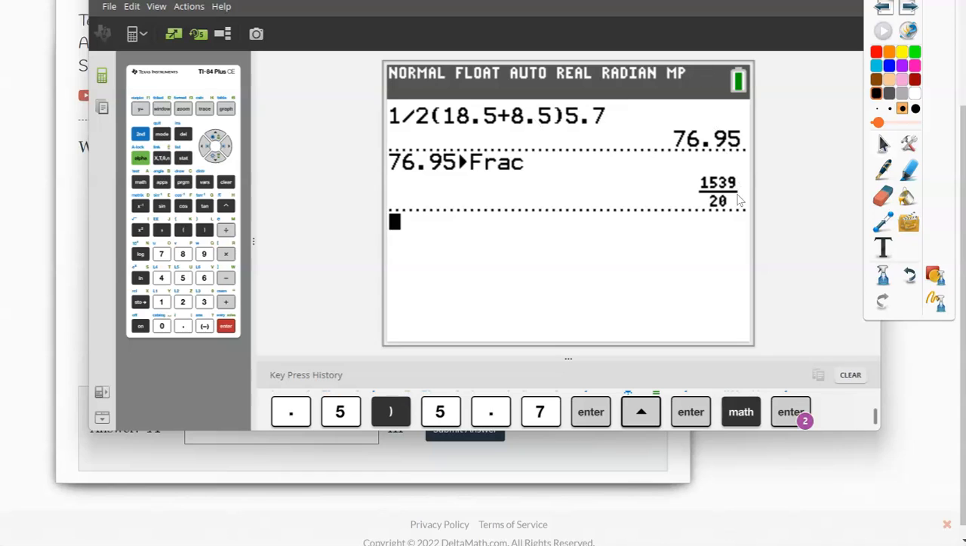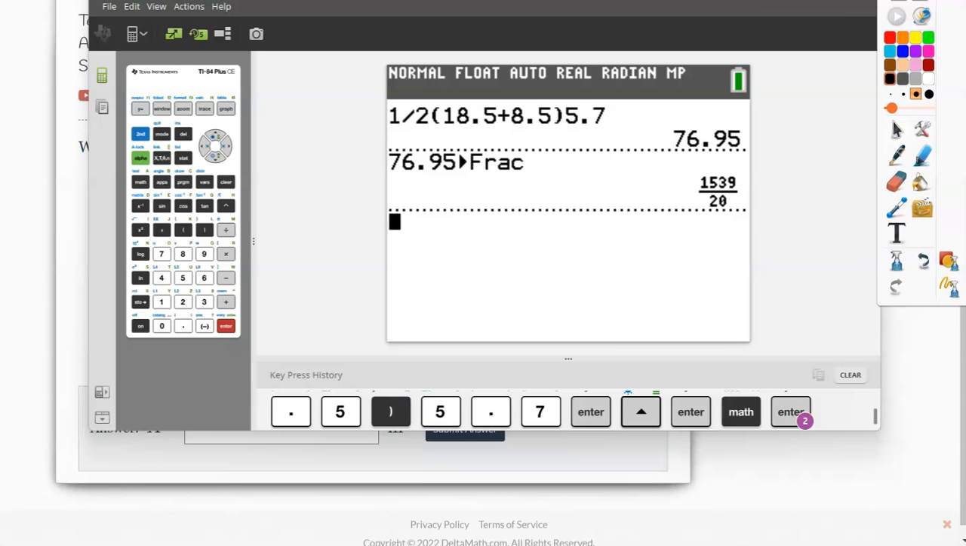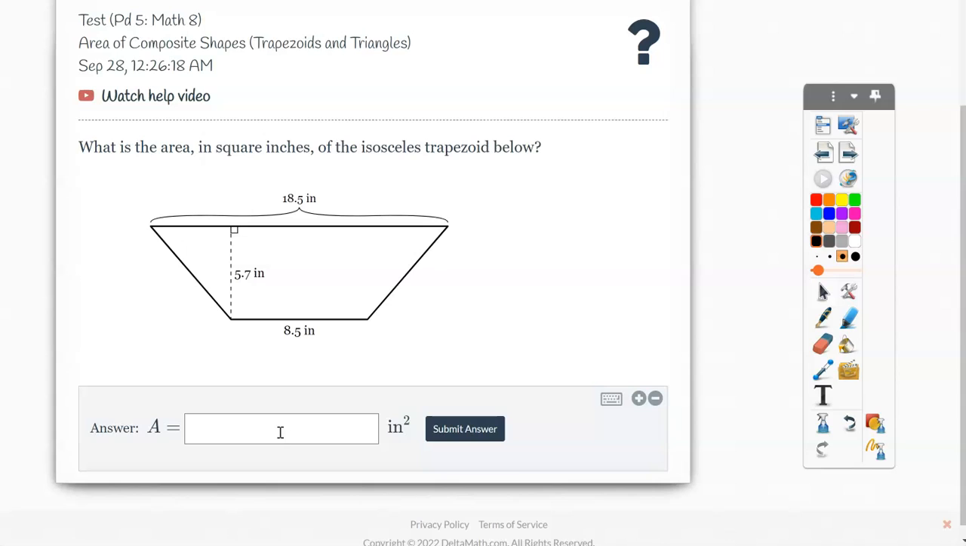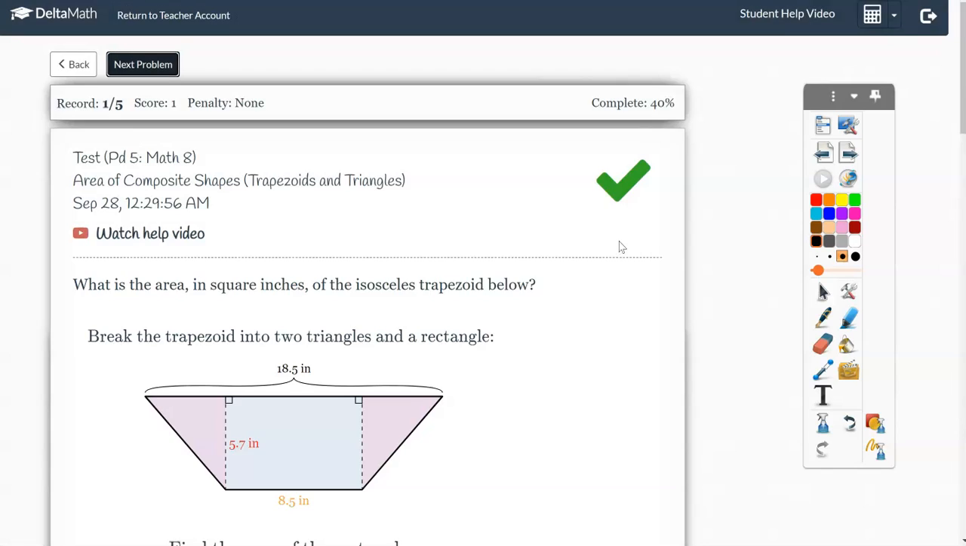Let's see. I hope it didn't ask us for a fraction. 76.95. What is the area? 76.95. Excellent.